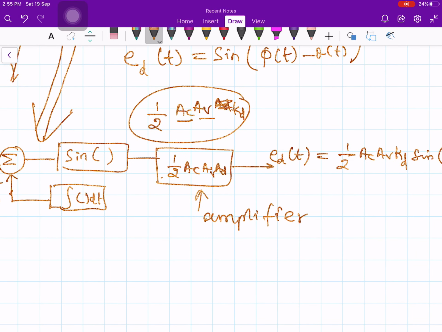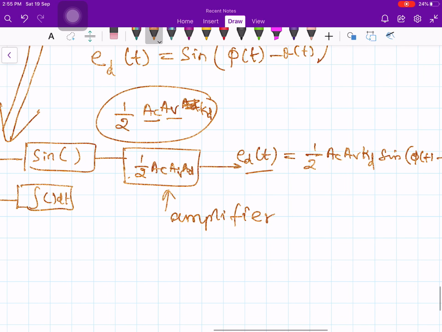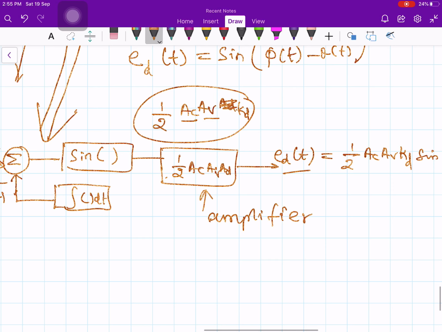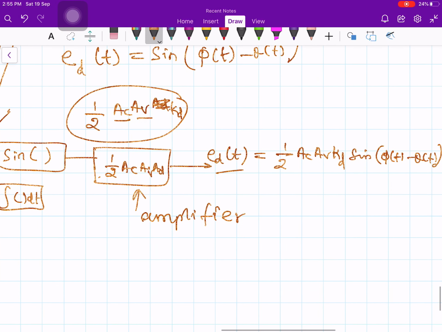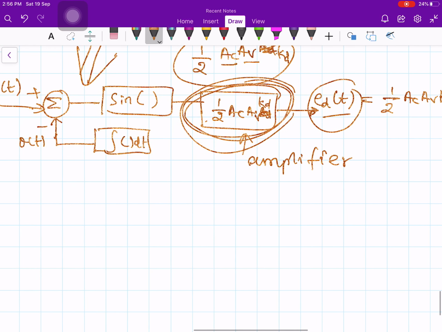So far I have produced sine of phi of t minus theta of t. If I want to produce this ED of t, the way I have depicted earlier, I must multiply sine of phi of t minus theta of t with this constant, 1 by 2 ACAV times KD. So I am multiplying the gain of this much in the block diagram. So this is your ED of t, at the output of your phase detector. Now let us put everything in the block diagram now.